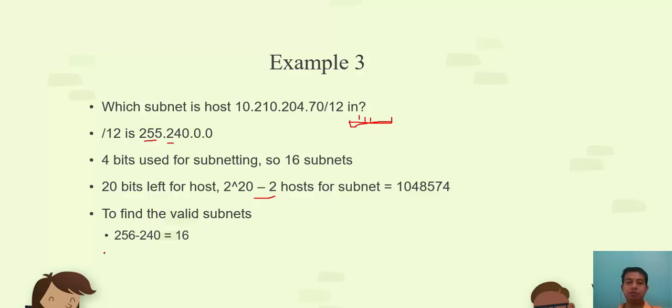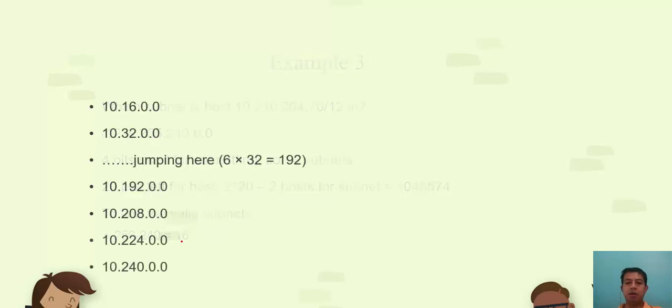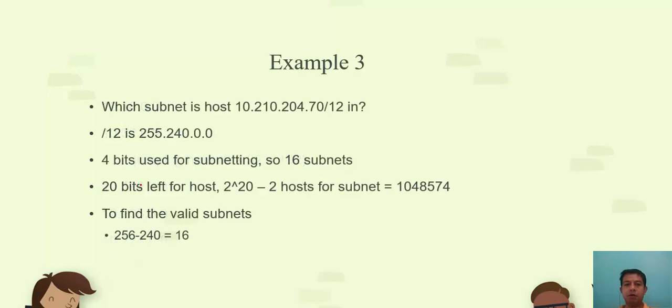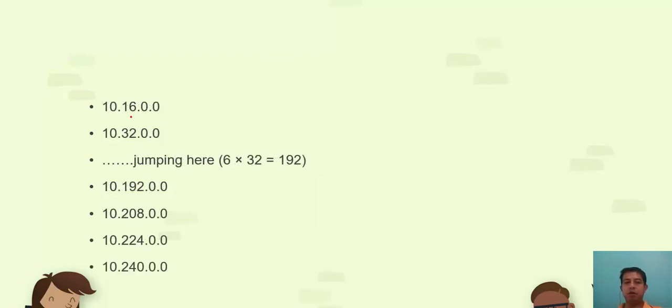So to find the valid subnets, I again follow the shortcut: 256 minus the rightmost non-zero part. The rightmost non-zero part is 240. This gives 16. Now every value increments by 16. So 10.16, 10.32. Now remember, we are doing this in the second octet here. This is the second octet, so this increment is being done in the second octet.